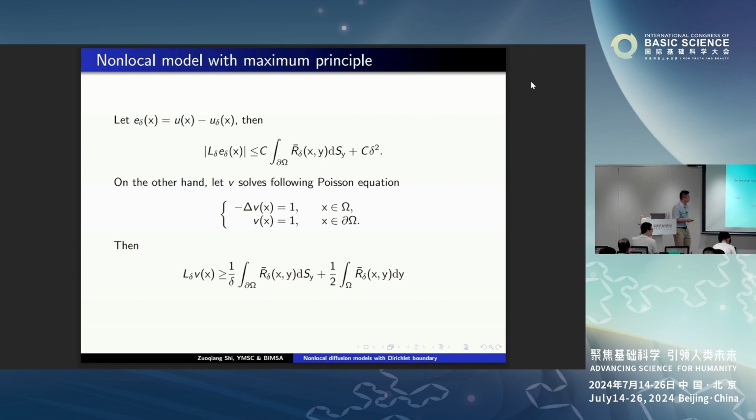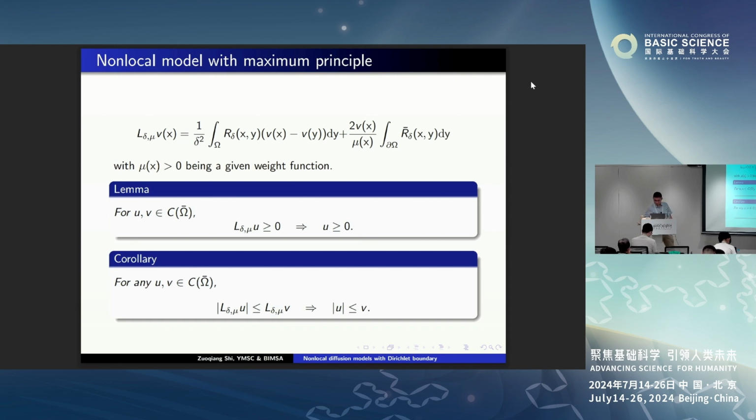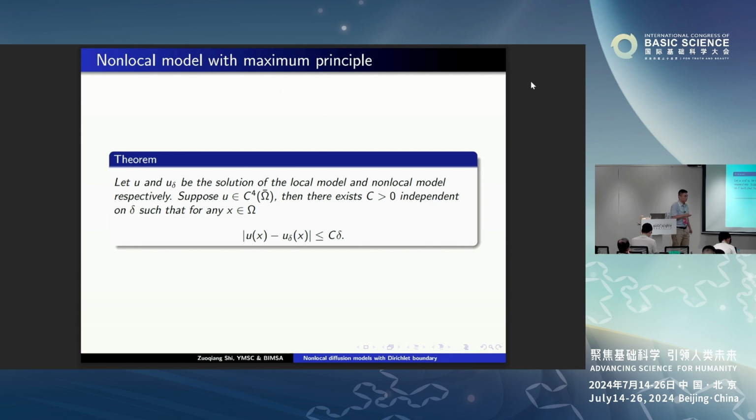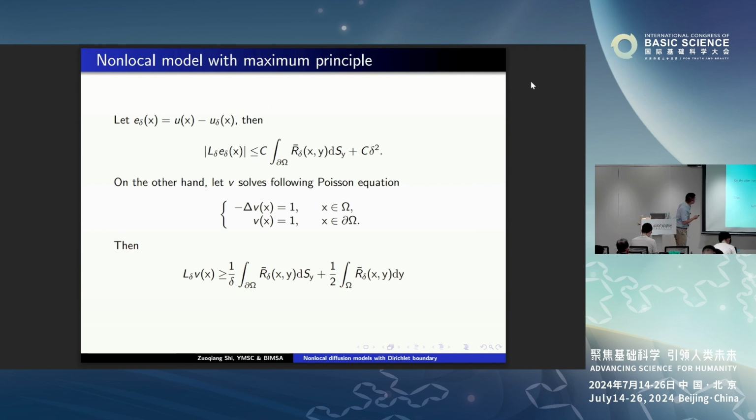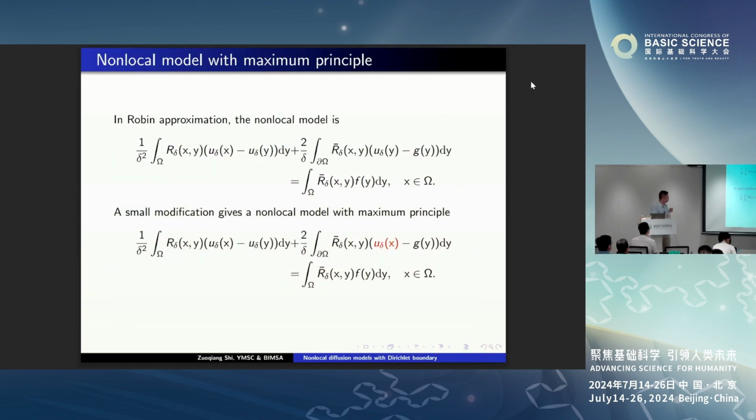If you compare these two terms and use the comparison principle, you can easily get this error estimate, because this term is actually smaller than delta times this term, which is order 1, and we can prove the first order convergence. However, this model is symmetric and also has a maximum principle, but it only has a first order convergence.